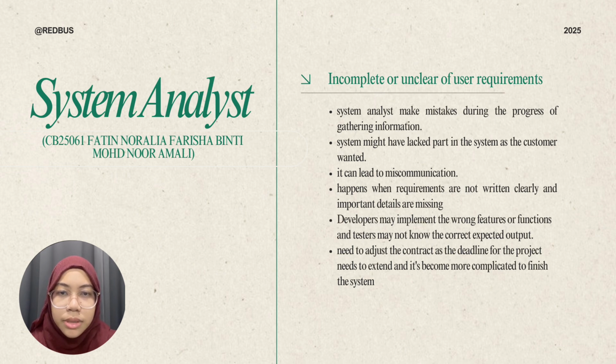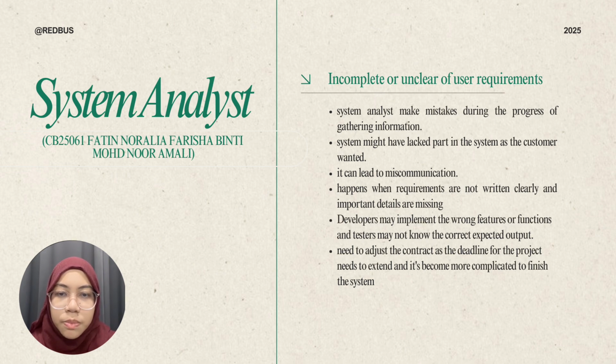When a system analyst meets with the customer and the customer is confused and does not have any knowledge about the software, it can lead to miscommunication. It is also important that the customer clearly states what they want so that all the detailed information can be included in the system. Sometimes, the user requirements are discussed verbally but not properly written in the documentation. As a result, developers may misunderstand what the user really wants.